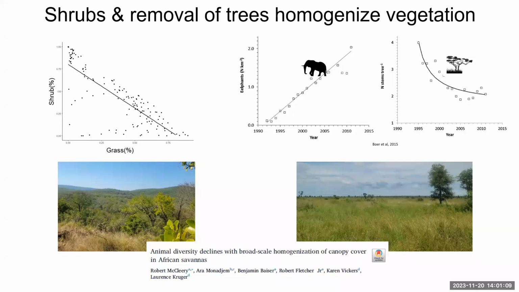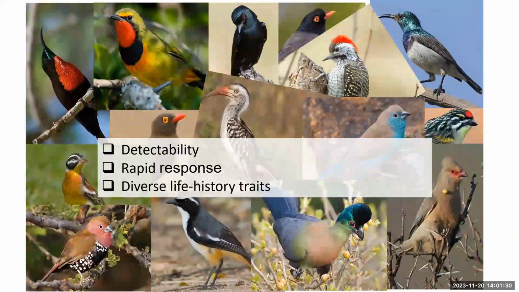So these savanna states: on the one hand, due to shrub encroachment, you have a woody savanna. On the other hand, with an increase in megaherbivores like elephants, you have an open savanna. And these two systems have been shown to limit animal communities. I am using birds to try and understand impacts of shrub encroachment and large herbivores, specifically because they are easy to detect. They respond really rapidly to environmental change. They have a diverse set of traits that we can use to inform ecological models.